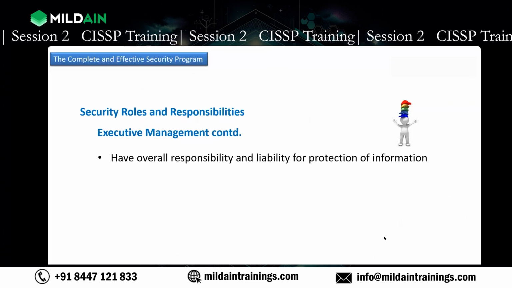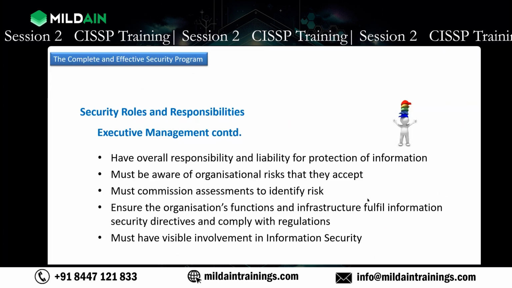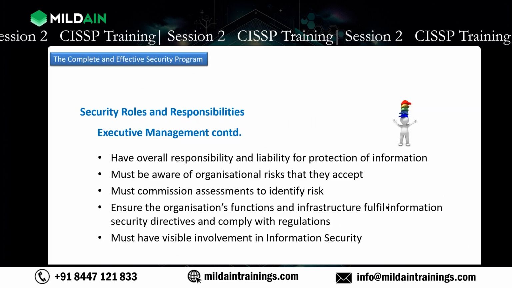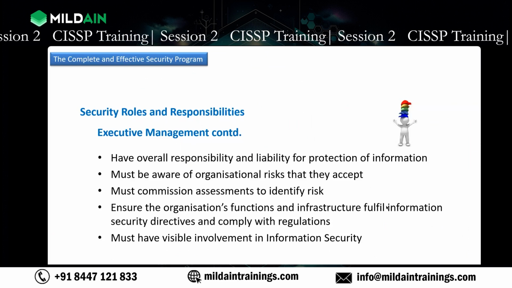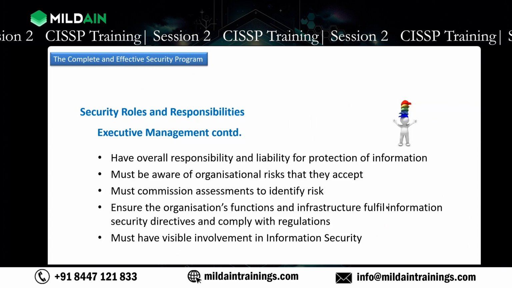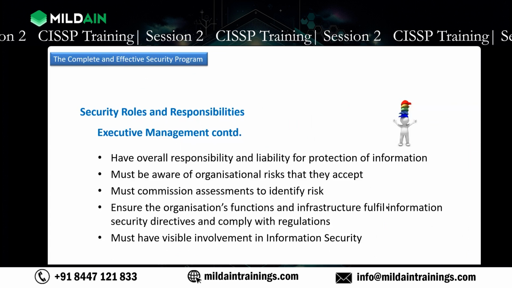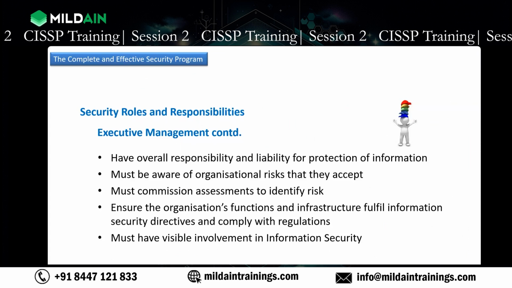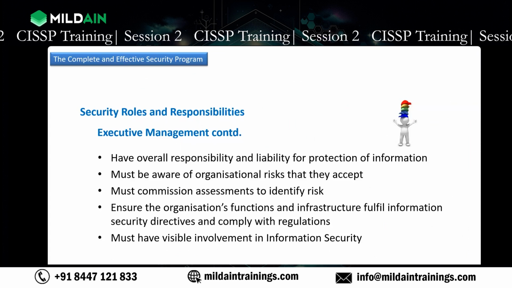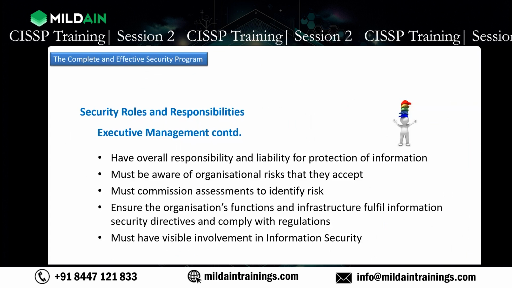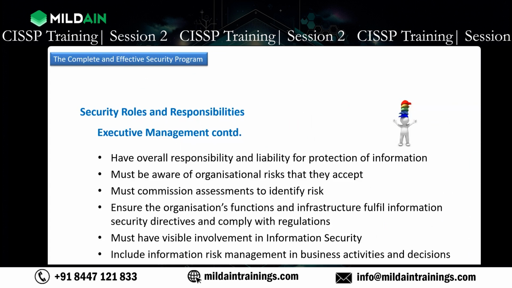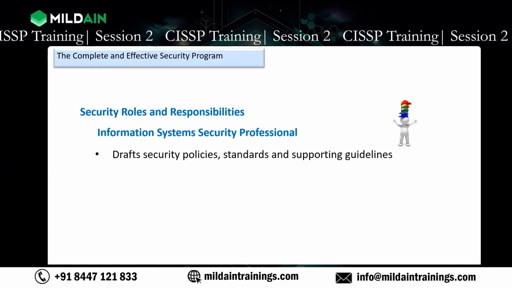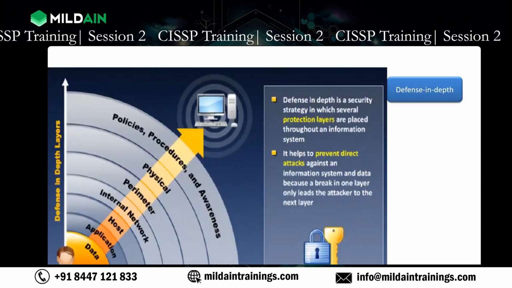Normally, executive management has overall liabilities like protection of information, commissioning assessments to identify risk, ensuring the organization's functions like infrastructure, fulfilling information security directives, and complying with regulation processes. They must have visible involvement in the information security process. For this executive management topic, you won't get any questions from the exam point of view. Our main goal is the chief information security officer.